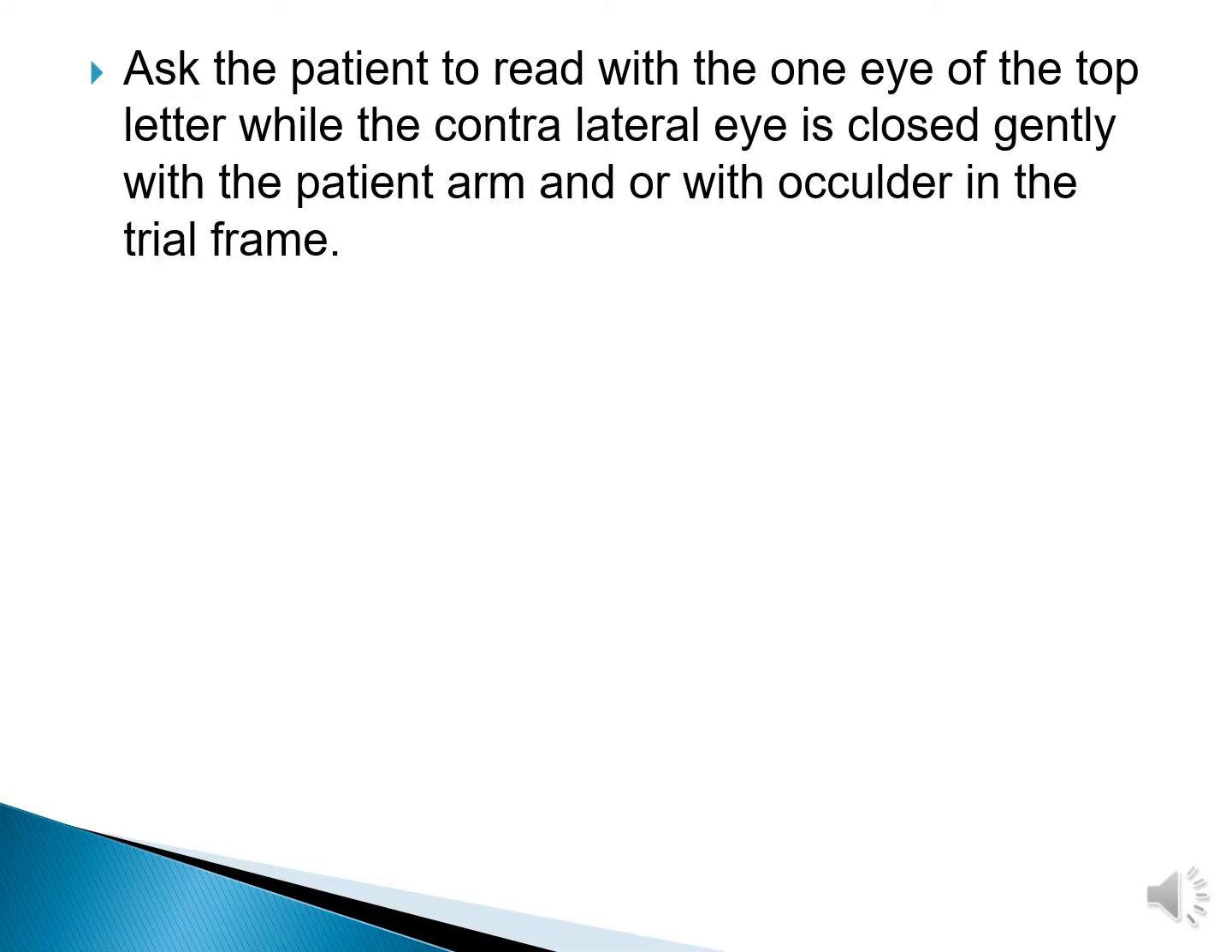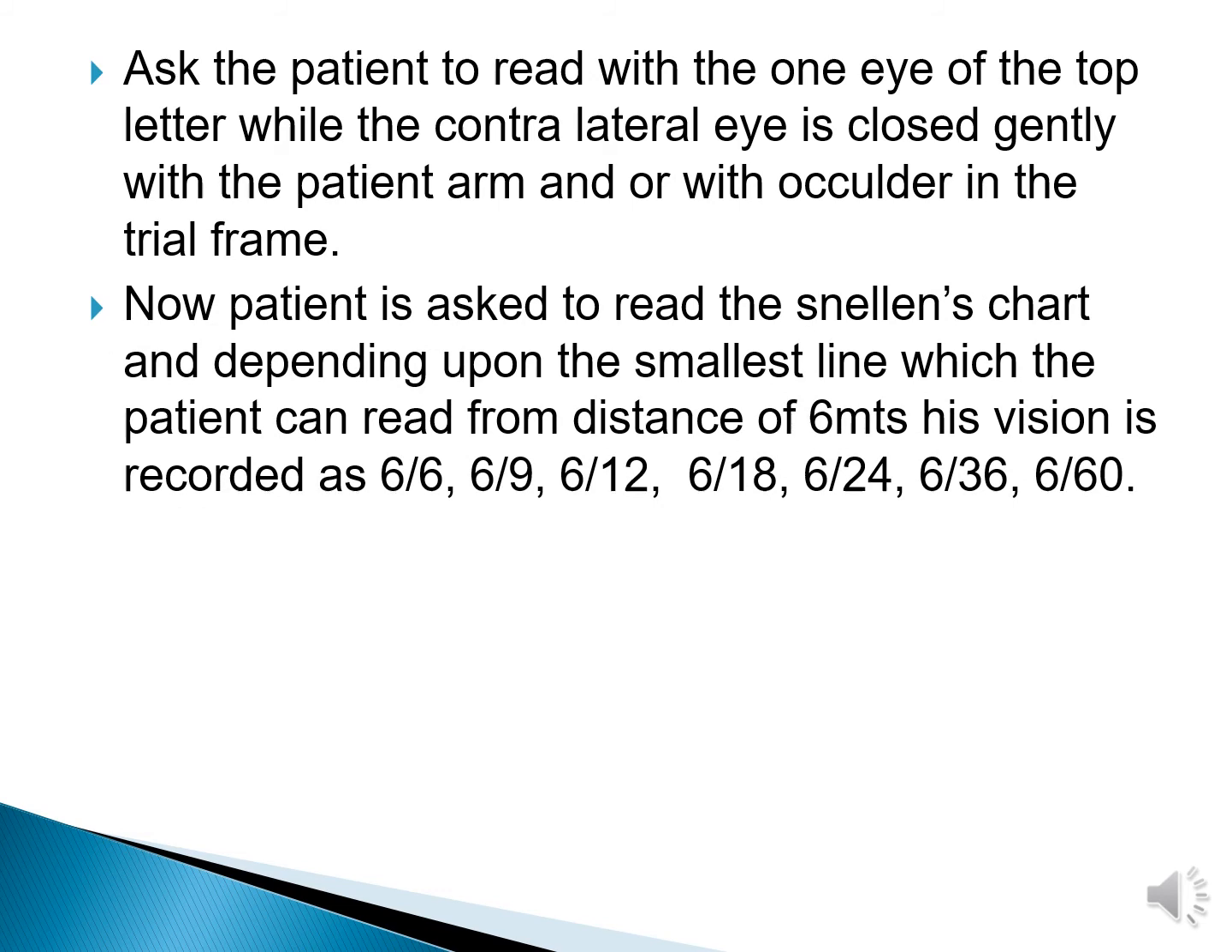Ask the patient to read the top letter with one eye while the contralateral eye is closed gently with the patient's palm or with a collar in the trial frame. Second, now the patient is asked to read the Snellen chart and depending upon the smallest line which the patient can read from a distance of 6 meters, his vision is recorded as 6 by 6, 6 by 9, 6 by 12, 6 by 18, 6 by 24, 6 by 36, 6 by 60.